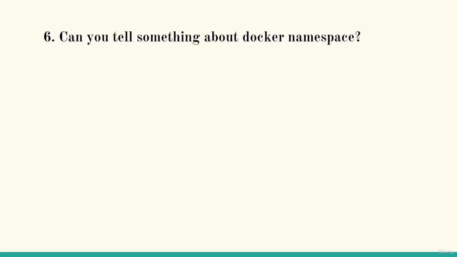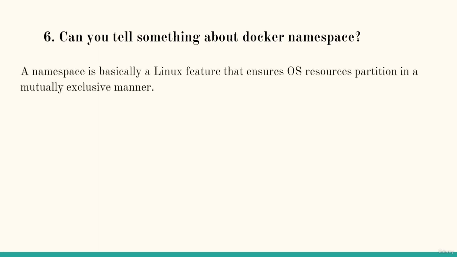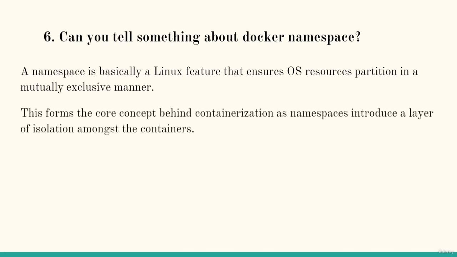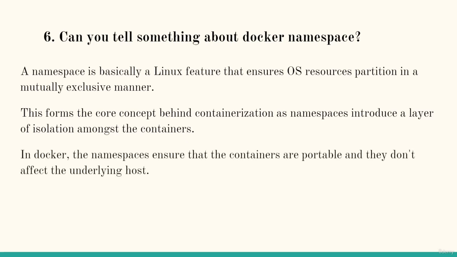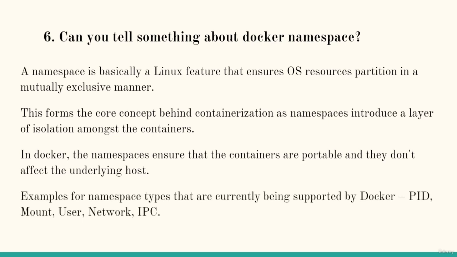Can you tell something about Docker namespace? A namespace is basically a Linux feature that ensures OS resources are partitioned in a mutually exclusive manner. This forms the core concept behind containerization, as namespaces introduce a layer of isolation amongst the containers. In Docker, the namespaces ensure that the containers are portable and they do not affect the underlying host. For example, namespace types currently supported by Docker are PID, mount, user, network, IPC, and so on.